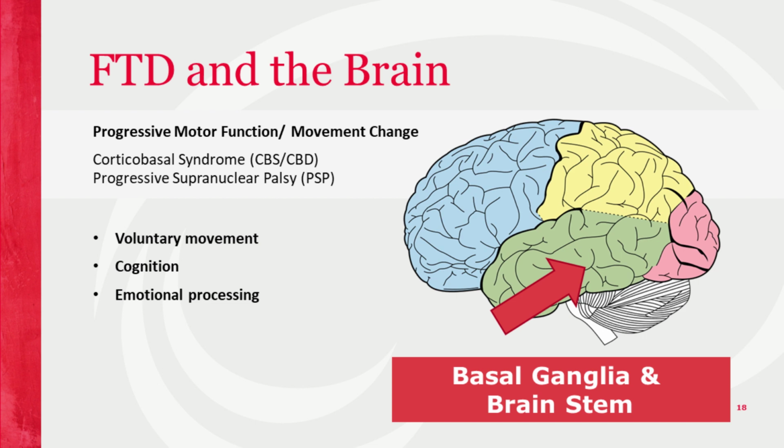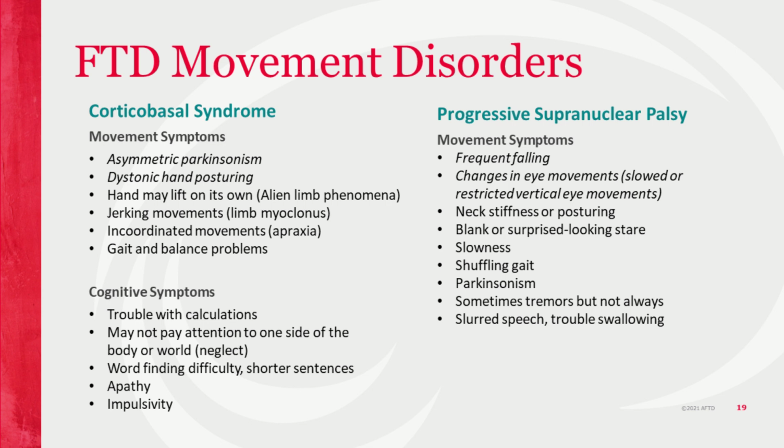So as we continue to look at the FTD and the brain, it's important to understand where these motor symptoms and functions occur. Corticobasal syndrome and progressive supranuclear palsy are caused by the same protein clumpings that we see in the other FTD subtypes, but very often they're occurring a little bit deeper in the brain, which is why we're getting different symptomology.